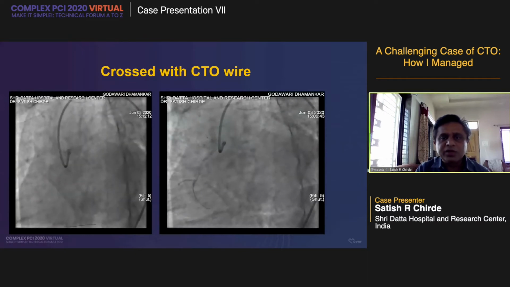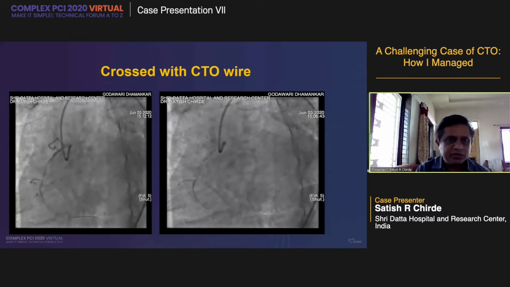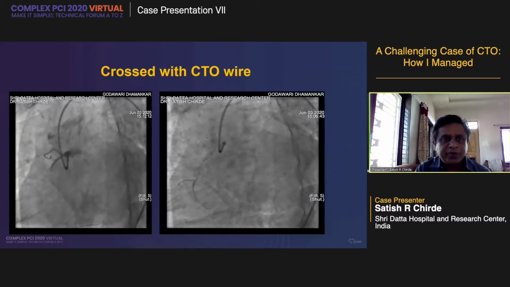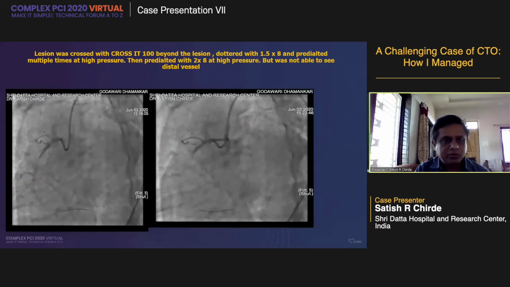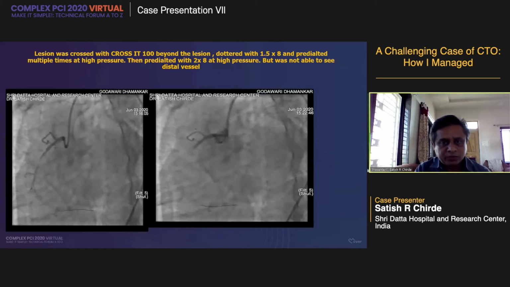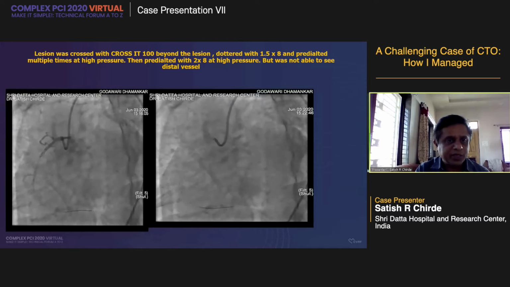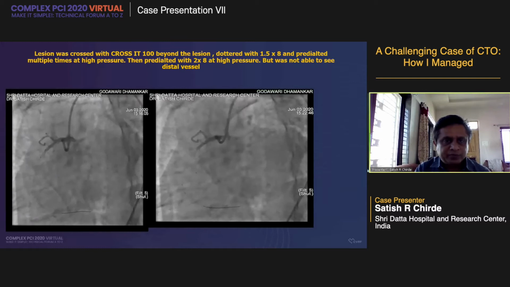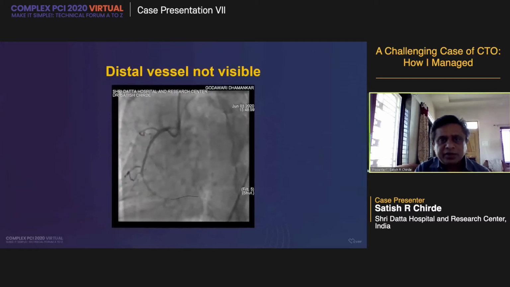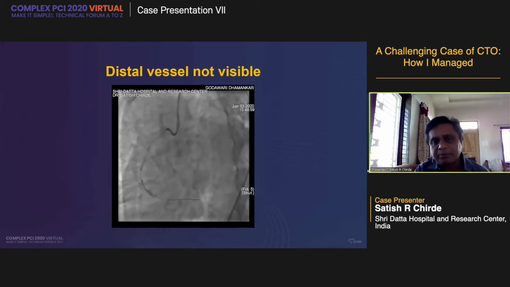So I could see a little flow, but I was not sure whether this wire was subintimal or whether it was a thrombus. So I pre-dilated it multiple times with the 1.5 and 2.8 semi-compliant balloons. I pre-dilated till the mid portion of the RCA, but I could see very little flow. In spite of all this pre-dilatation, I was not able to see the distal vessel completely.